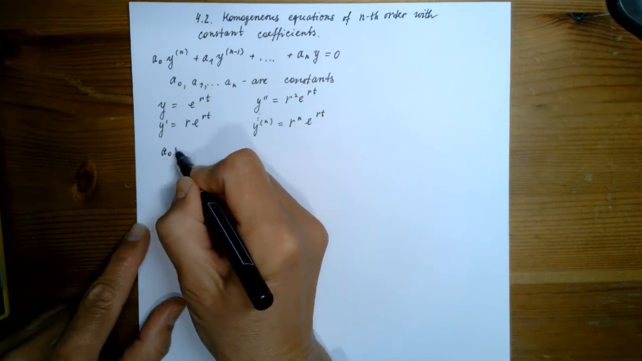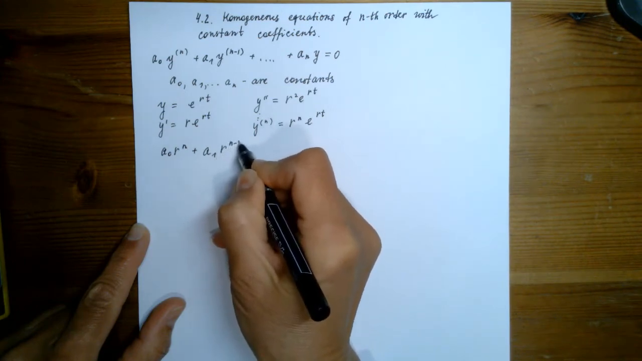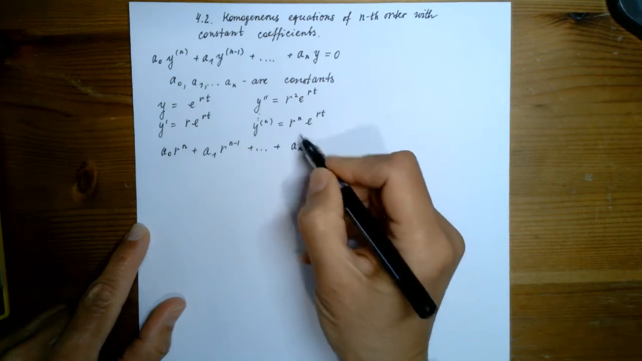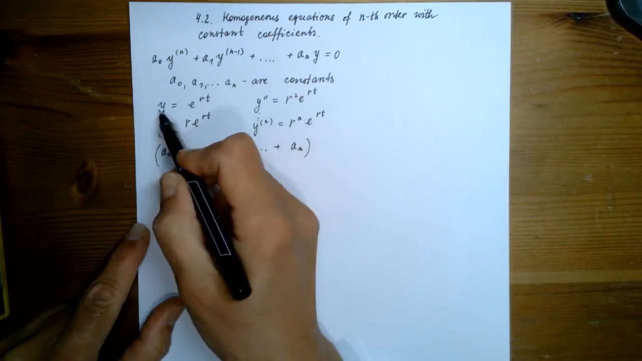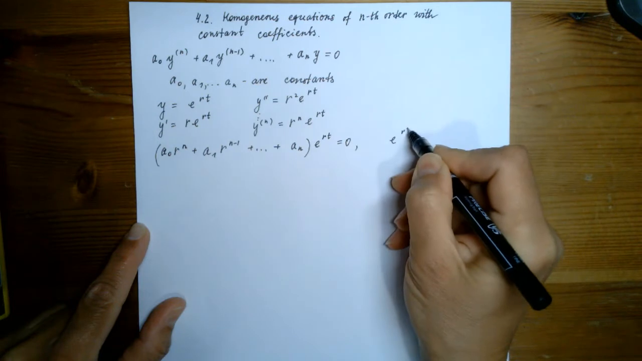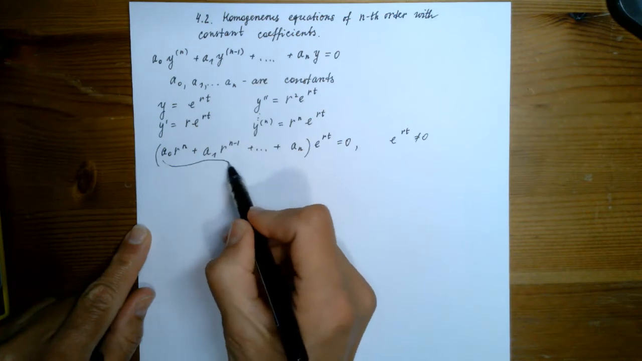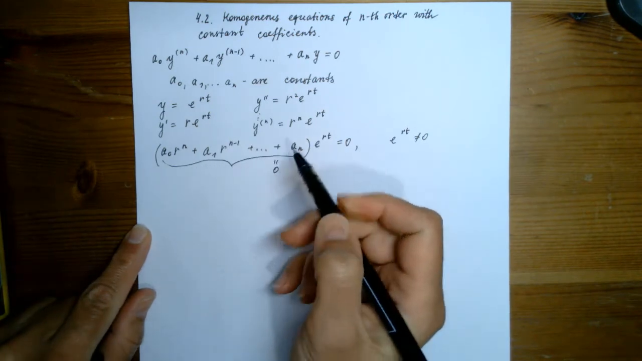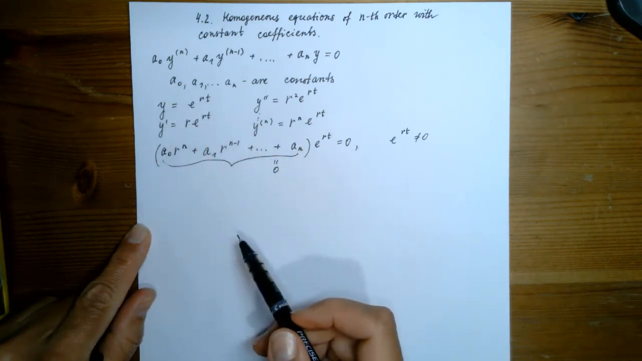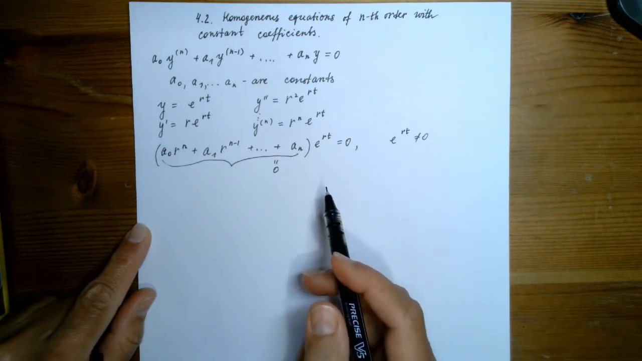So a0 r to the power of n plus a1 r to the power of n minus 1 plus lots of terms and an. There is no r here just because the function itself is just an exponential function. e to the power of rt equals 0. We do know that e to the power of rt is never equal to 0, it is greater than 0 always, right? So our characteristic equation is going to sit in this parenthesis, and we are going to set it equal to 0, which is going to help us to find different r's which satisfy this equation. And after we find different r's, we are going to get different solutions, right?